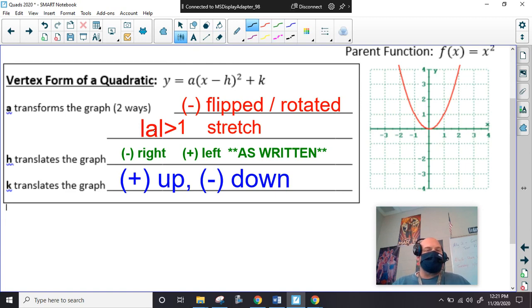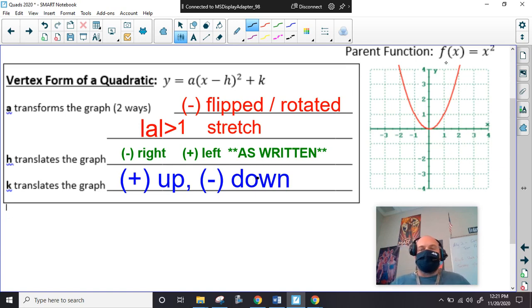Absolute value of A, if it's greater than 1, there's a stretch. With H, now this is as it's written. If it's written as negative, it goes right. If it's written as positive, it goes left. And K translates it up if it's positive, negative, it's down.